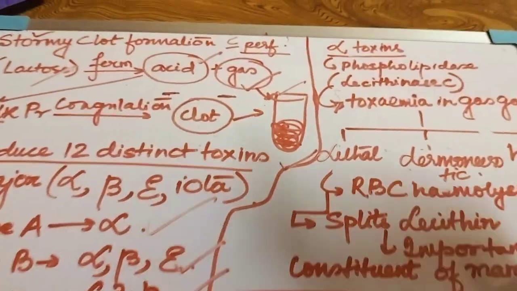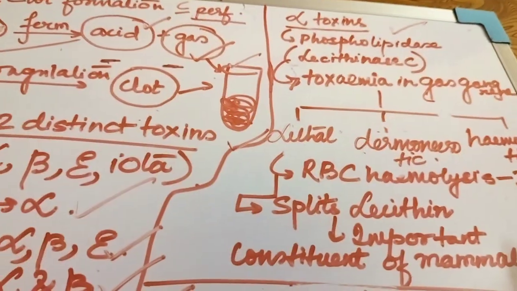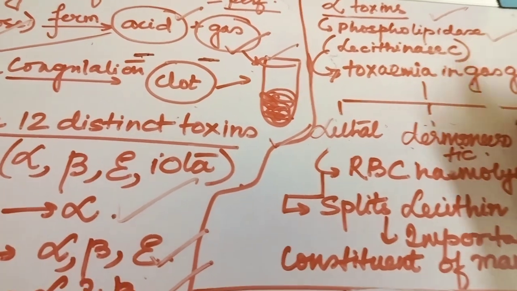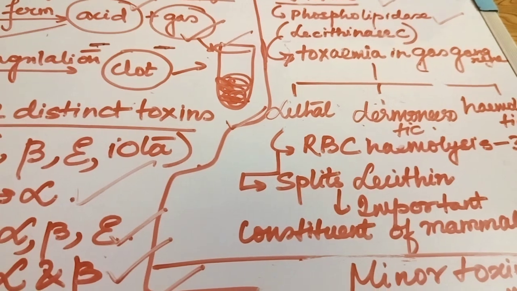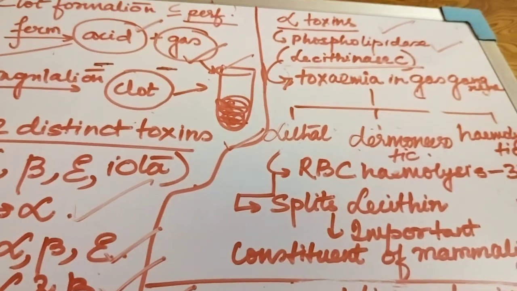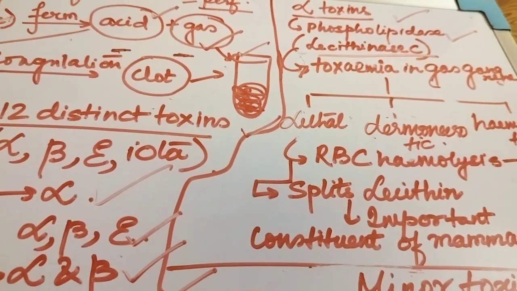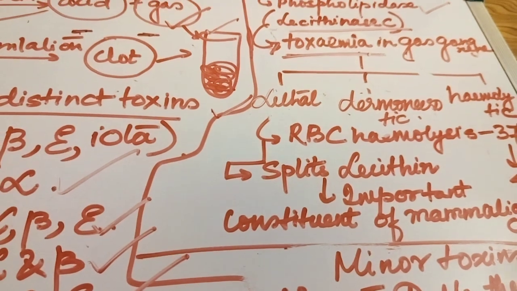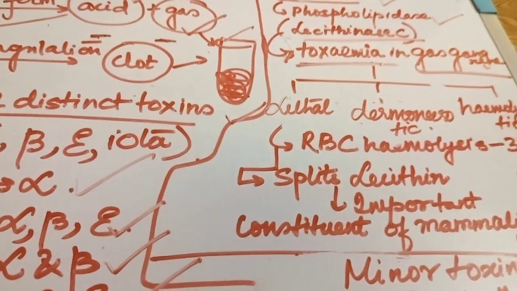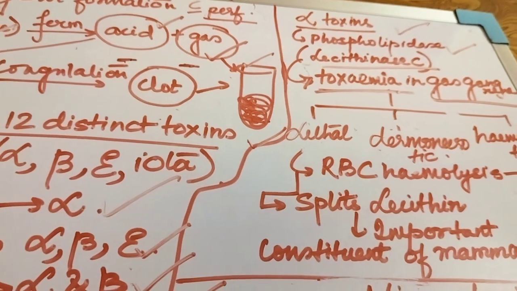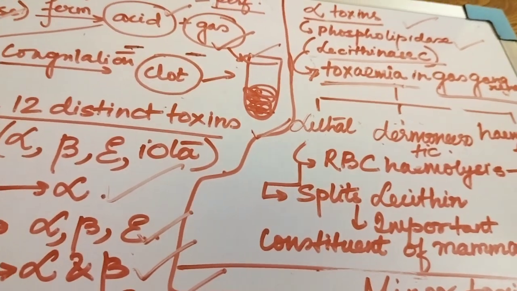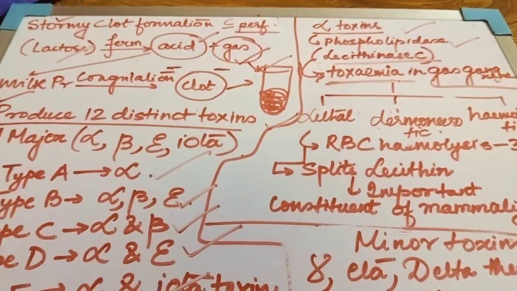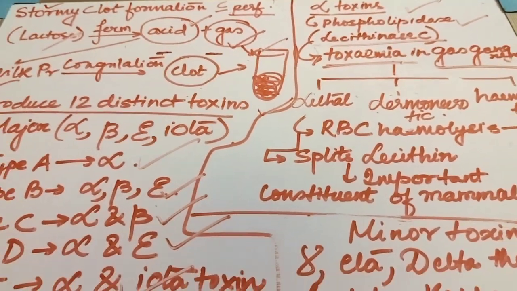Now moving on to the alpha toxin, that is the major and most discussed toxin in Clostridium perfringens, which is also called phospholipase, which is lecithinase C. It is basically lecithinase C, right? And it causes toxemia, that is the toxicity, in gas gangrene. If I say bacteremia, that means bacteria in blood. If I say viremia, it means virus in blood. So toxemia is when your tissue is infested with the toxins and the tissue starts to die.